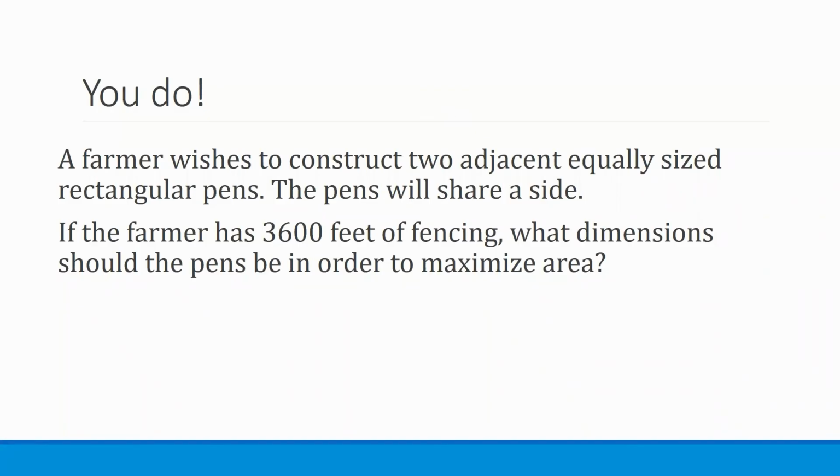Another very common optimization problem is constructing rectangular pens. Again, you're going to need some ideas from geometry because we're talking about rectangular pens. And you have, in this case, 3,600 feet of fencing. And so you want to maximize the area of these rectangular pens, and you have 3,600 feet of fencing. I want you to go ahead and try this one on your own. Pause the video. In the next video, we'll show you how it's solved.